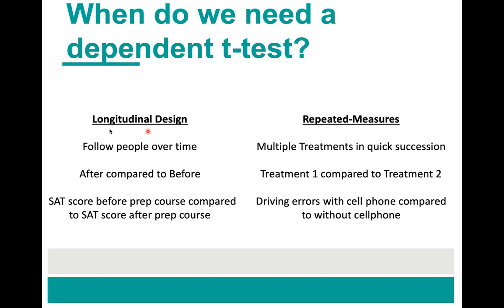But these are designs where we follow people over some period of time versus a repeated measures design where we're taking one group of people and we're exposing them to multiple treatment conditions in quick succession. So we're not following them over a week or 2 weeks or 2 years. We're bringing them into the lab and we're putting them in situation one and we're measuring something. And then we're putting them in situation two and we're measuring that same thing. And we're going to compare those two treatments together.